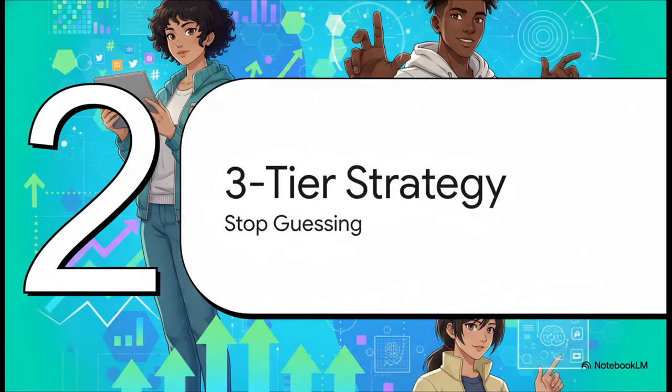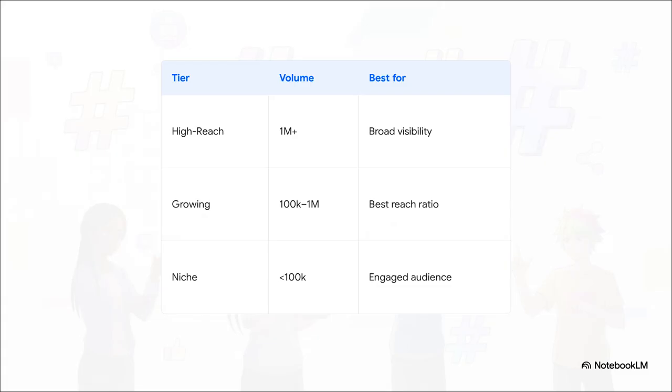Moving on to Section 2, the 3-tier strategy. This strategy right here is the secret sauce that professional social media marketers use to stop guessing and start deliberately growing their accounts. You don't want a massive list of just huge tags, and you don't want all tiny tags either. You need a deliberate mix across 3 tiers.